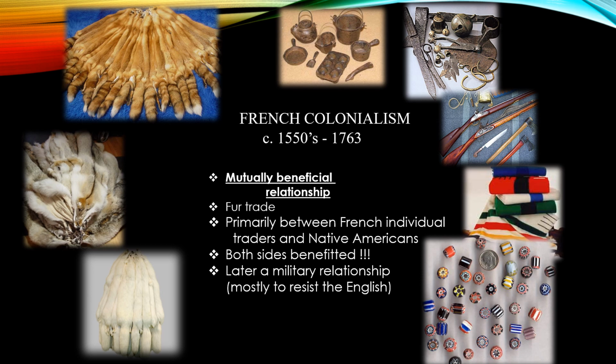Trade goods. Iron pots and pans. Knives and hatchets. Brightly colored cloth. Brightly colored beads. And that little picture in the middle there, musket, shot, and powder. Musket, shot, and powder must go together. You can't have one without the others. Our list again: iron pots and pans, knives and hatchets, brightly colored cloth, brightly colored beads, and musket, shot, and powder.